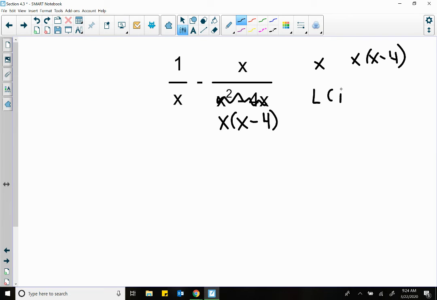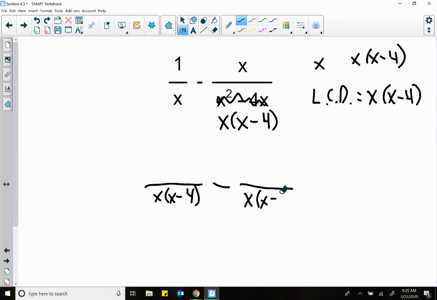So if I'm thinking LCD, hopefully you're getting better and better at this by now. The LCD should be x and x minus 4. Because this x covers that guy, and the x minus 4 covers the other denominator. So x minus 4 minus x minus 4. Okay? So here's what I've got, x. Here's what I want, x minus 4. So what's missing? You bet. X minus 4.